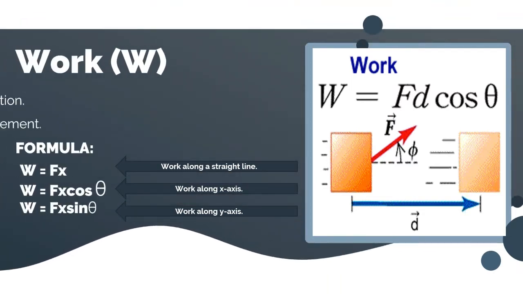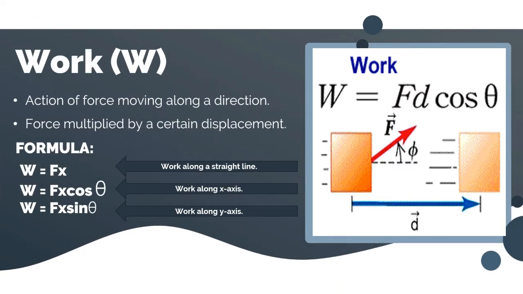So what is work in the first place? When we talk about work, which is expressed with a capital letter W, it is the action of force moving along a direction. And also, it is the force multiplied by a certain displacement.